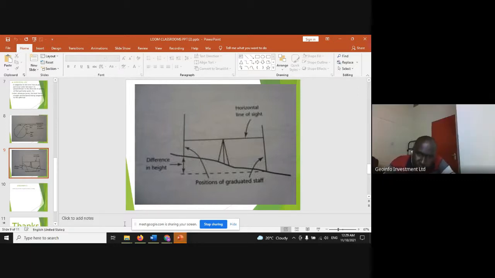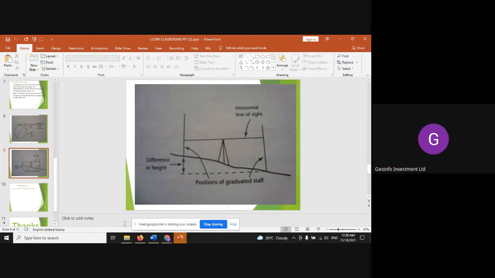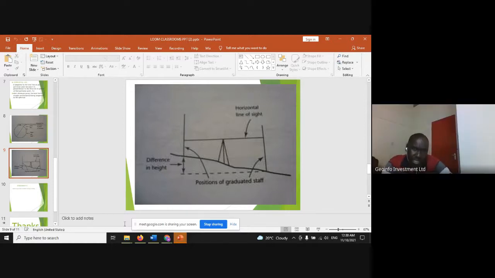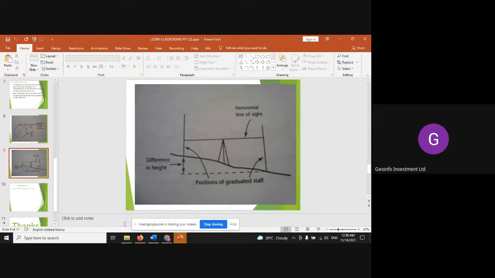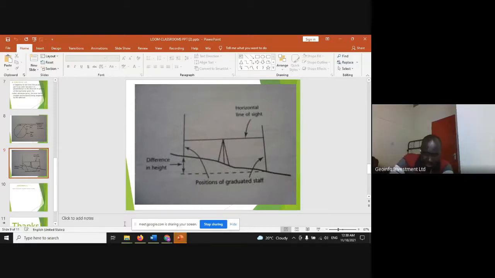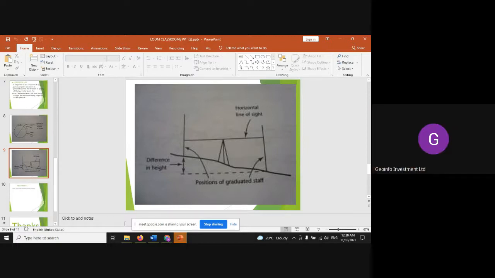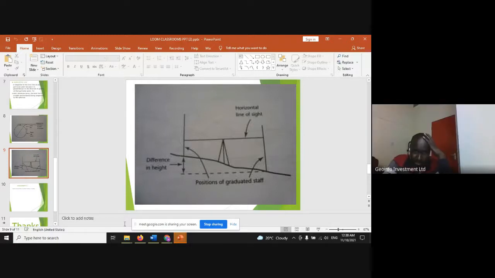Now, if you level your instrument and start observing, the first stage we call the benchmark, we observe towards the back side, and the other stations that you read between the instrument and the back side are called intermediate sights. And between the instrument and the foresight, you can still read intermediate sights. This one we call the horizontal line of sight, and then this one is the foresight.